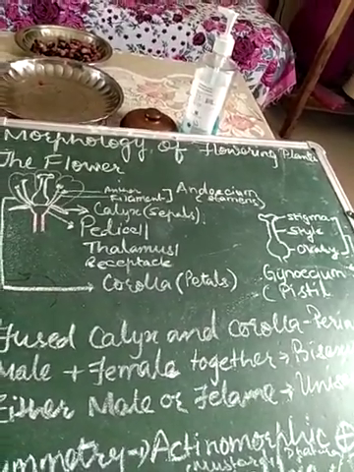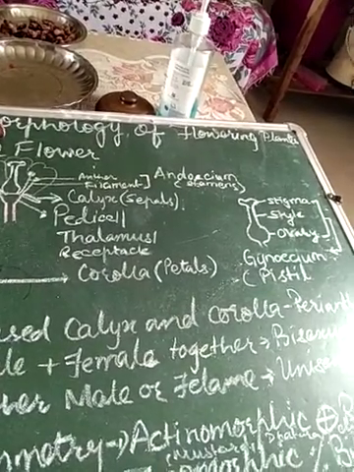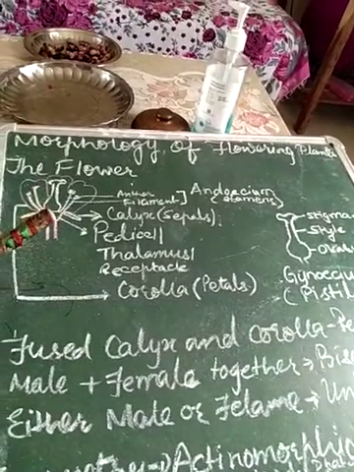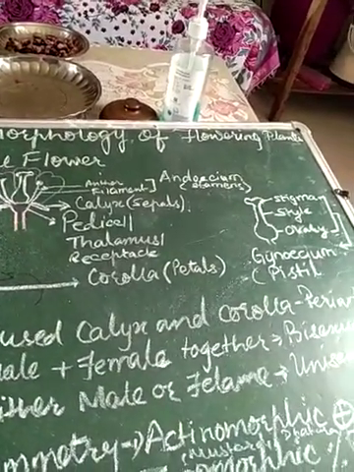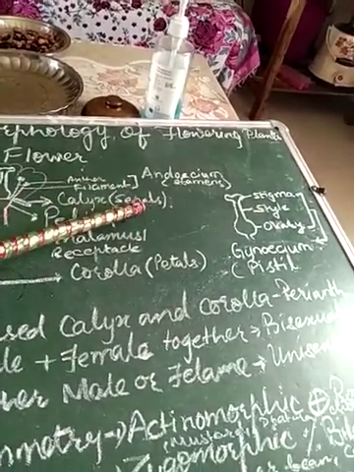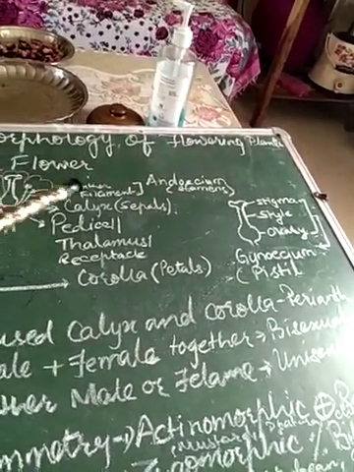So dear children, today we are going to discuss the lesson Morphology of Flowering Plants. In a flower there are four whorls. The first whorl is the calyx. A collection of sepals, a number of sepals together, is called the calyx.